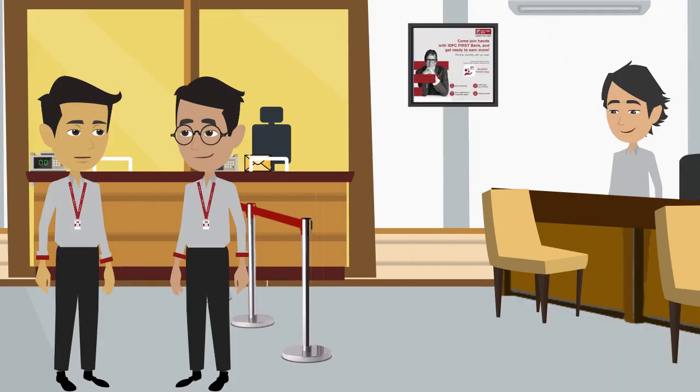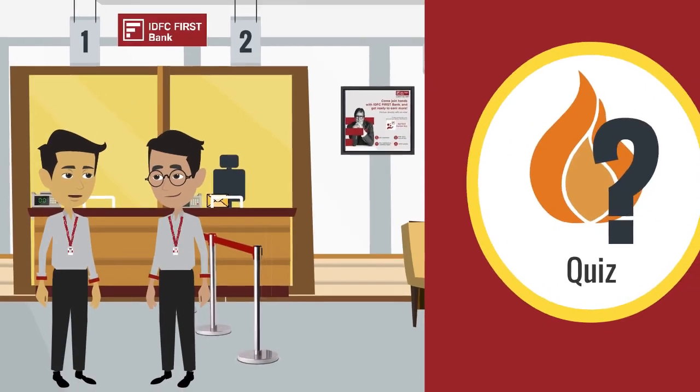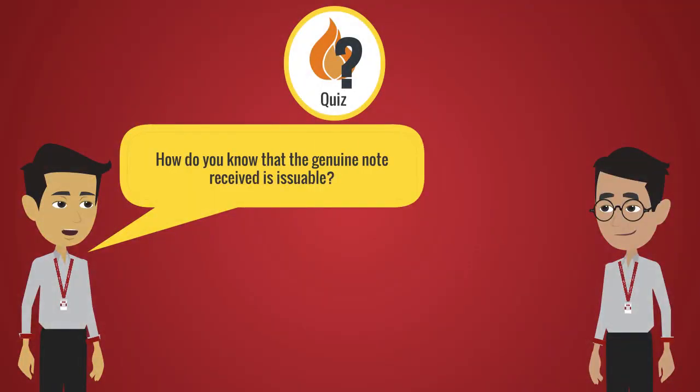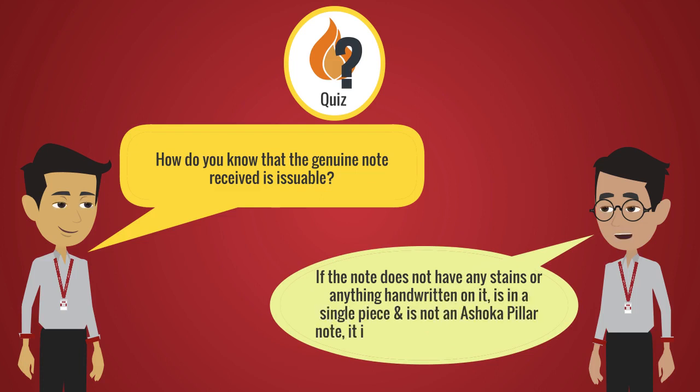Very good, Subodh. You are a quick learner. Let's have a quick rapid-fire quiz to know if you remember everything about this course. How do you know that the genuine note received is issuable? If the note does not have any stains or anything handwritten on it, is in a single piece and is not an Ashoka pillar note, it is categorized as an issuable note.